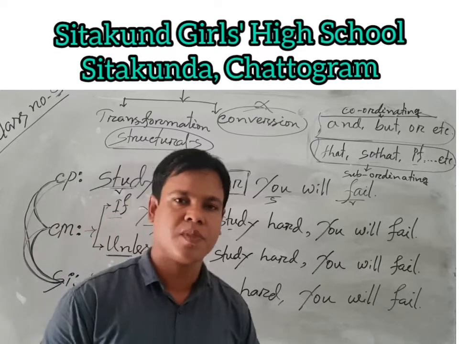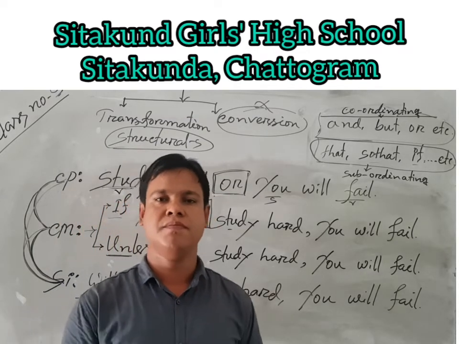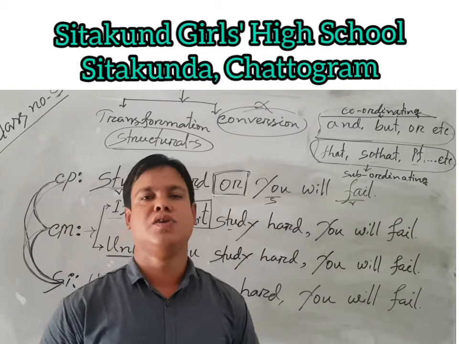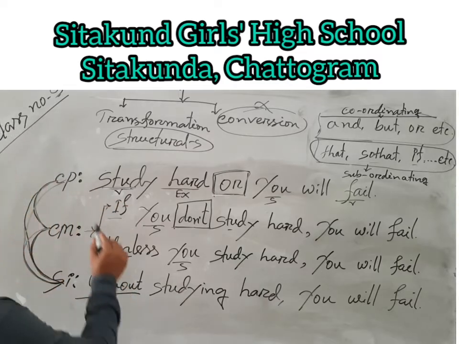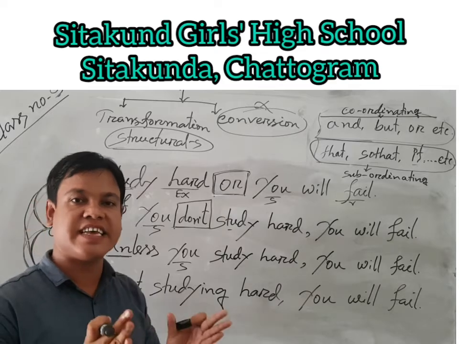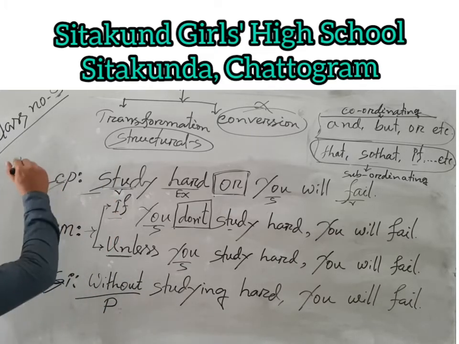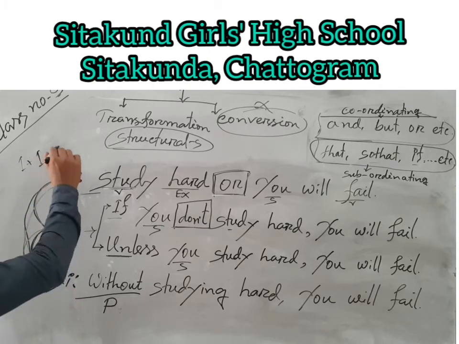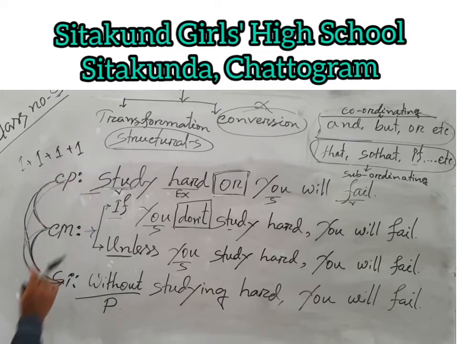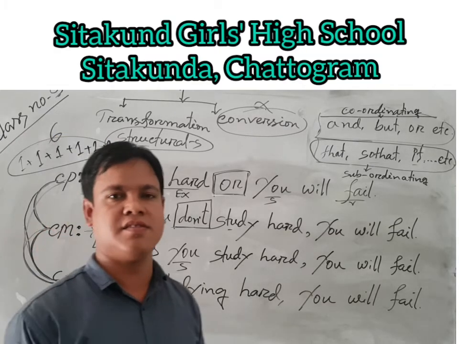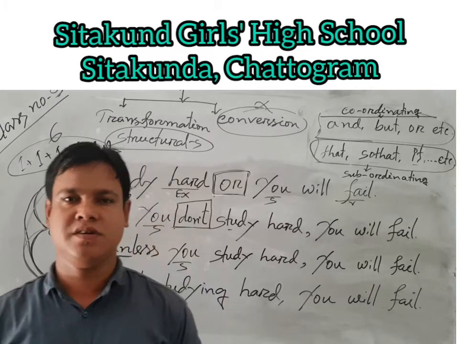Dear students, I think you have noticed one thing. This is one rule with or, but there are 6 sentences. Compound to complex, 1. Compound to simple, another 1. Complex to simple, another 1. Complex to compound, another 1. Simple to complex, another 1. And simple to compound, another 1. That means there are 6 sentences. Dear students, you have to notice it very carefully.